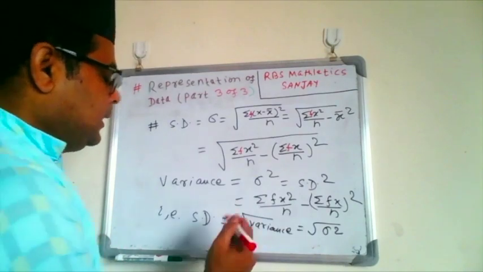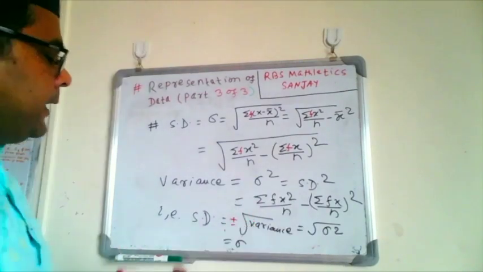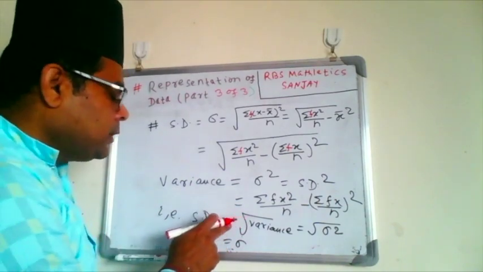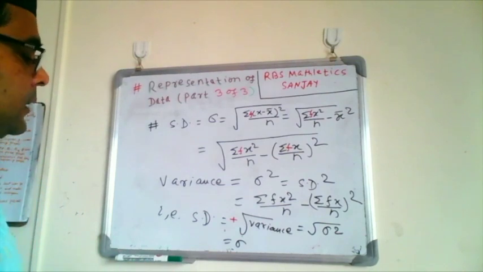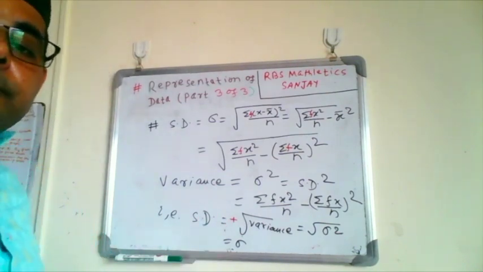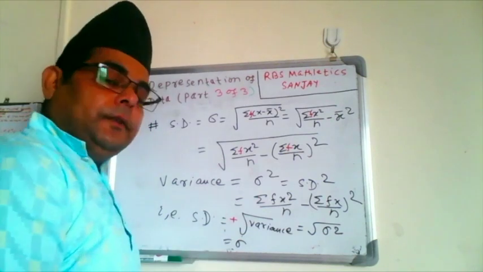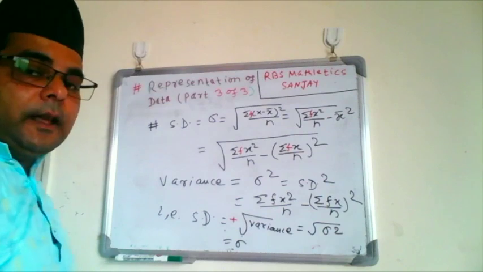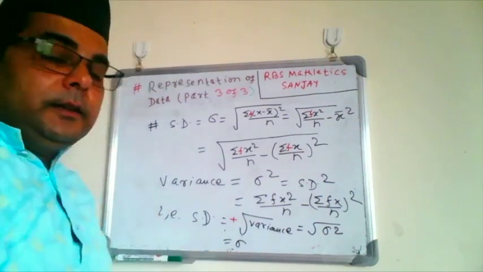Algebraically there will be a positive and negative sign here, but we take only the positive square root, and that defines standard deviation. So we will not take the negative value of the square root. We take only the positive square root of variance, and that is defined as the standard deviation.